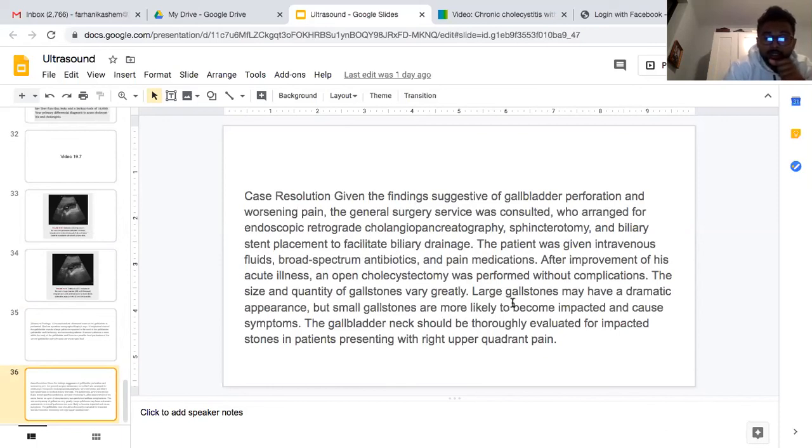And then it says one last thing, which is that large gallstones may have a dramatic appearance, but small gallstones are more likely to become impacted and cause symptoms. Gallbladder neck should be thoroughly evaluated for impacted stones in patients presenting with upper quadrant pain. And that's pretty much all I have.